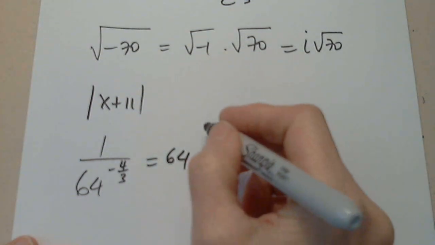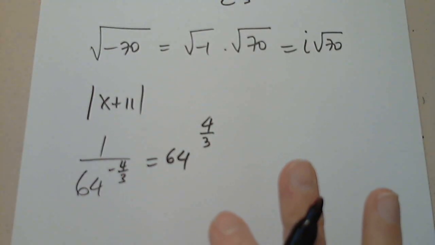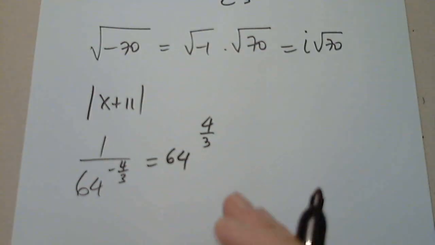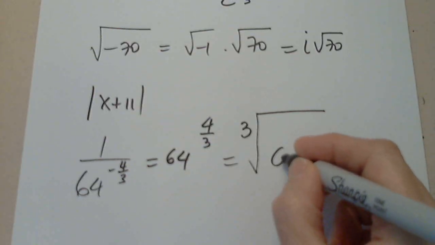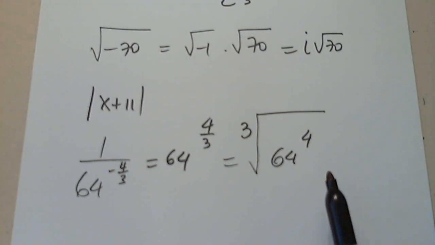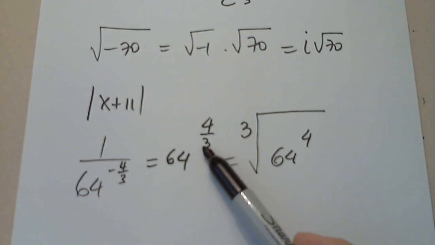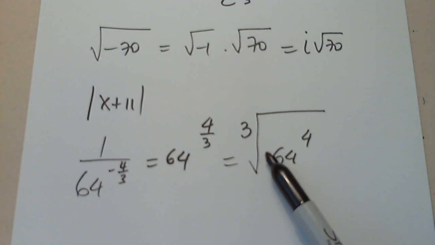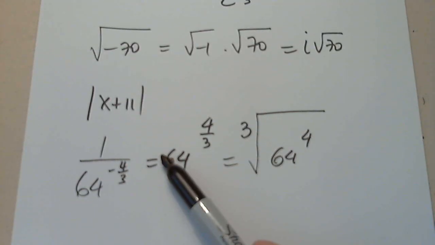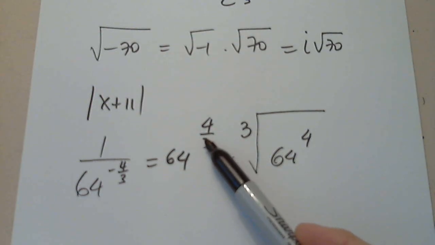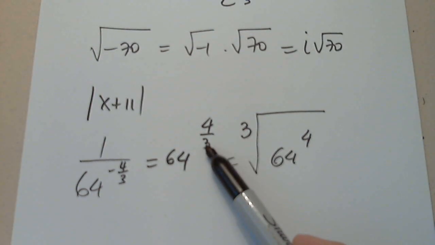I will bring it to the top and the power becomes 4/3. Now I have to be careful here. I have several options. Here's one option: the cube root of 64 to the 4th. How come? Any exponential notation that has a fractional exponent is a radical, and vice versa. If it's a radical, it can be changed into an exponential notation with a fractional exponent. 4 is at the top, and the index is always the denominator.